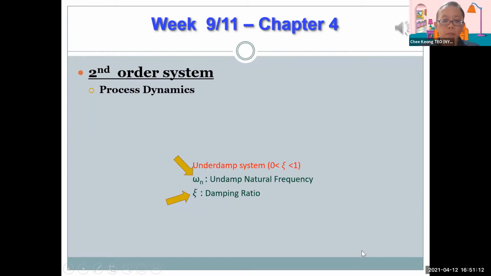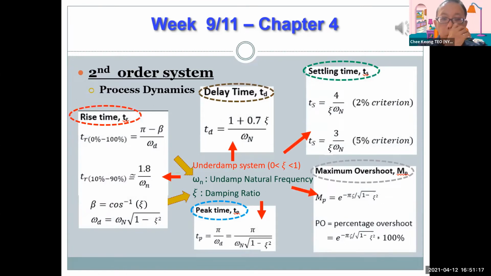Once we know the value for zeta and omega n for an underdamped system, each of the timing parameters can be calculated using the formula in the formula sheet. As I have mentioned, once you are able to determine these two, omega n, which is the undamped natural frequency, and zeta, which is the damping ratio, you will be able to calculate each of these terms from the formula sheet. For example, T settling is in terms of zeta and omega n, for whether it's the 2% criteria or 5% criteria, right? The 2% band or 5% band.